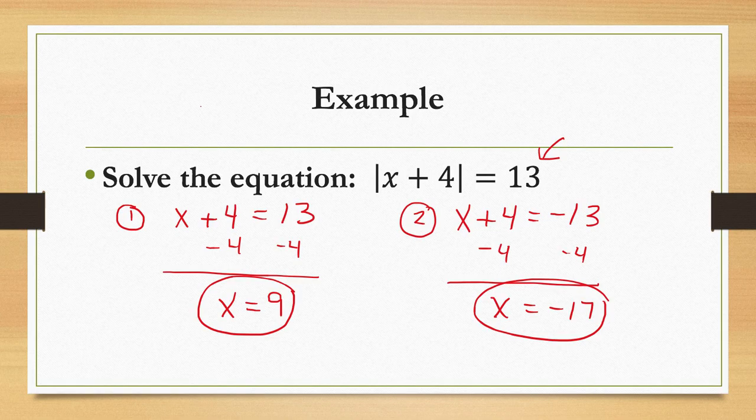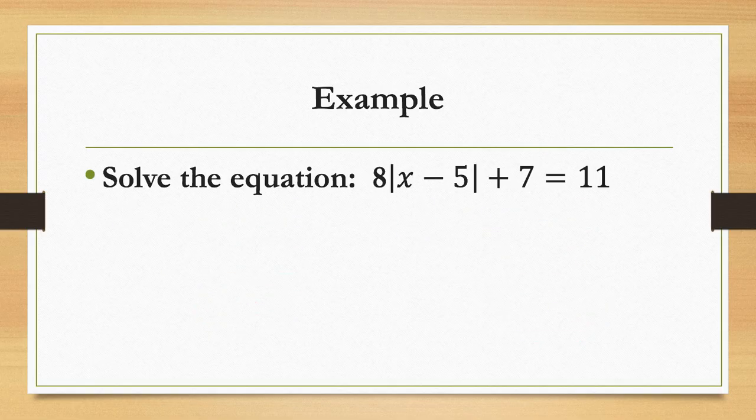All right, let's try one other example. You do need the absolute value to be by itself on one side of the equation before you break it up into two different problems. So I want to show you one where it's not. We have the equation 8 times the absolute value of x minus 5 plus 7 is equal to 11. We need to isolate that absolute value first before we start working the problem.